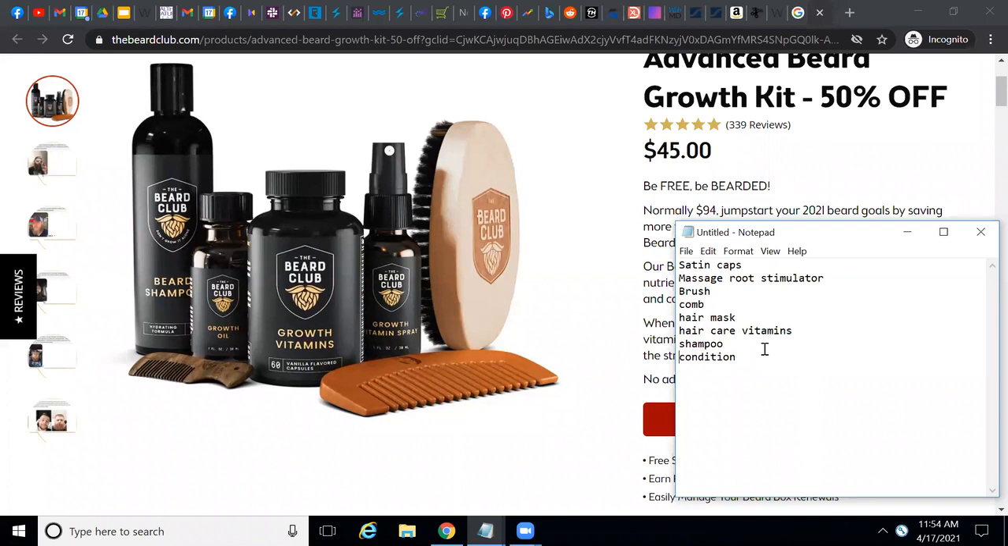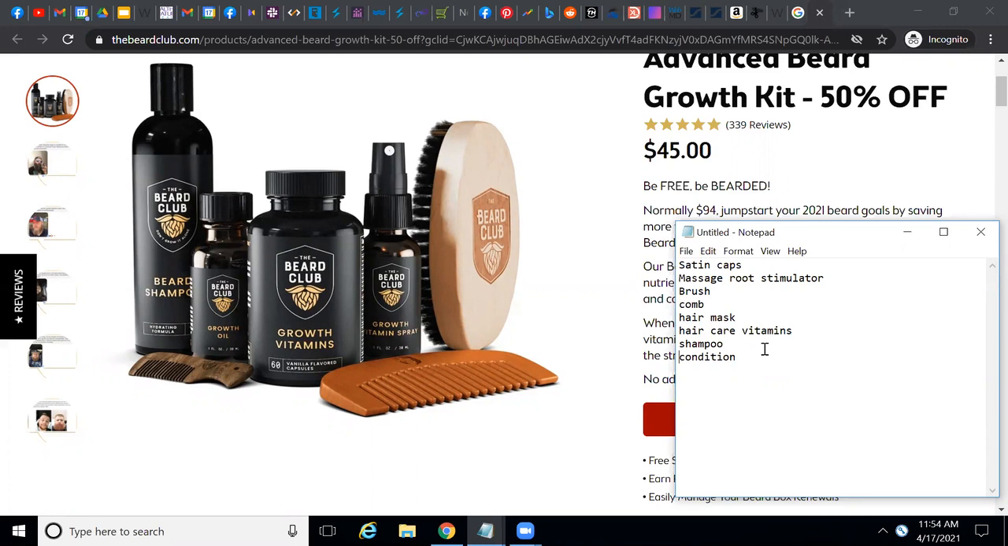We already know people buy shampoo and conditioner together. We already know they buy a comb and a brush together. We already know that we buy satin caps. They'll buy multiples of those. They already do it right now. Hair masks, they buy multiples of those. Hair vitamins, we already know that that exists.